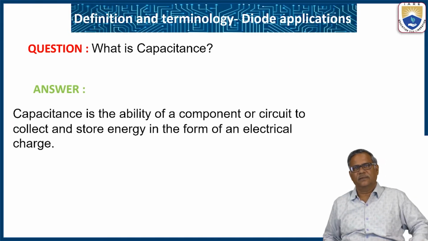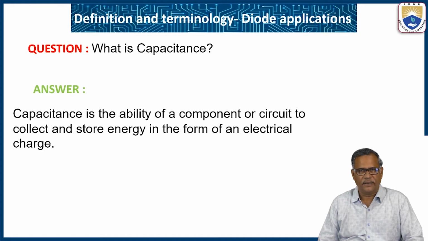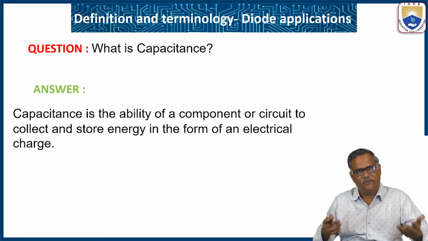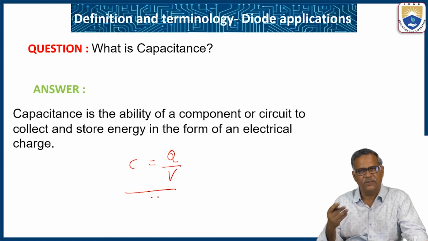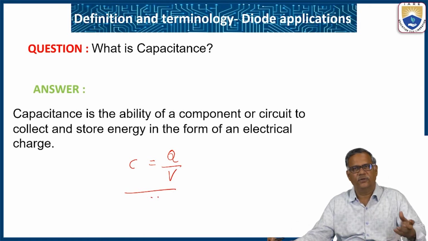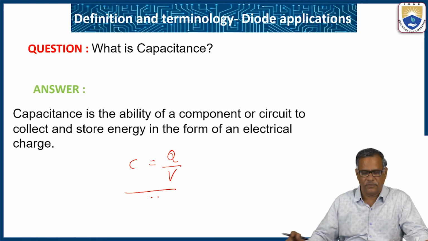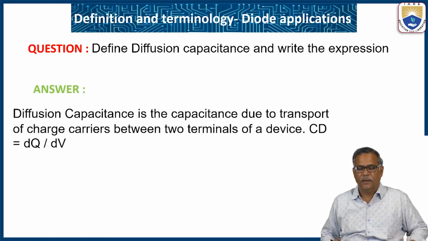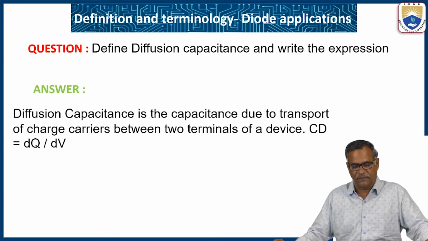Now, what is a capacitance? Capacitance is the ability of the component or circuit to collect and store energy in the form of electrical charge. And what is the formula for capacitance? C is equal to Q by V. Q is the charge and V is the voltage. So, it is the ability of the component or circuit to collect and store charge in the form of electrical charge.